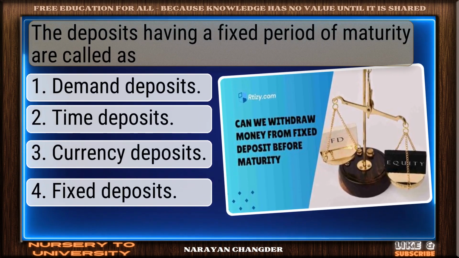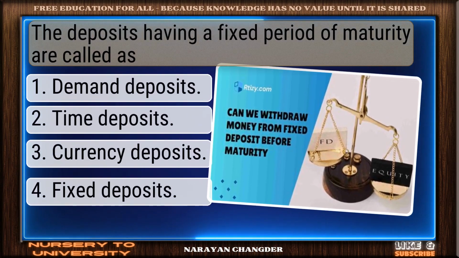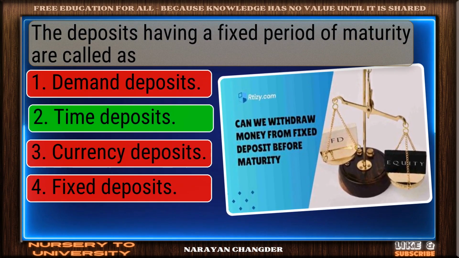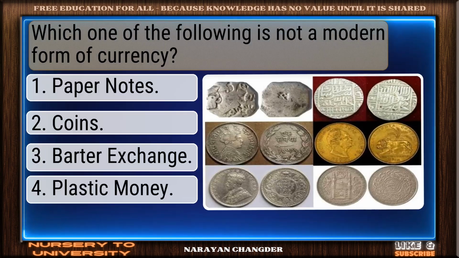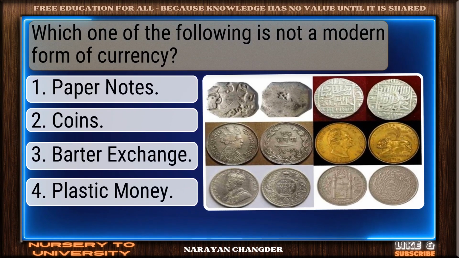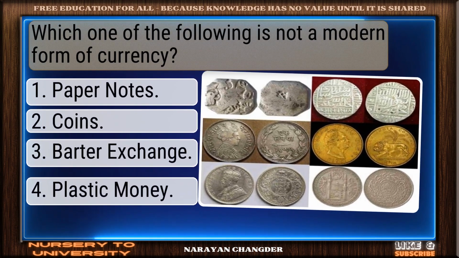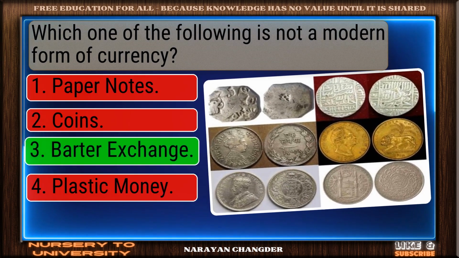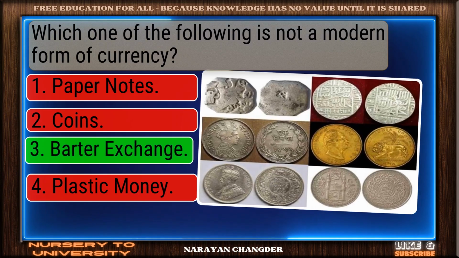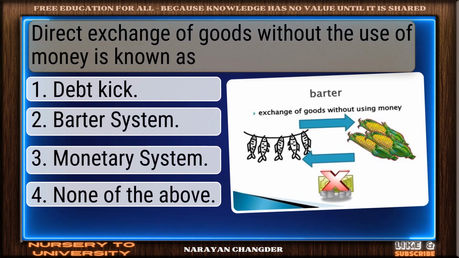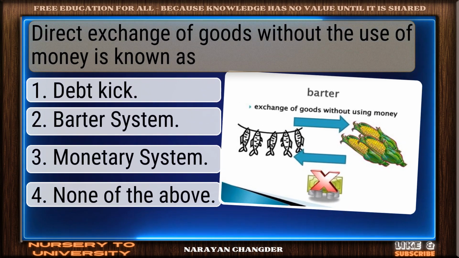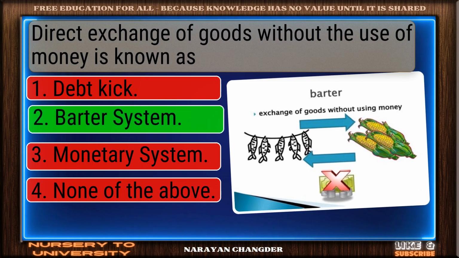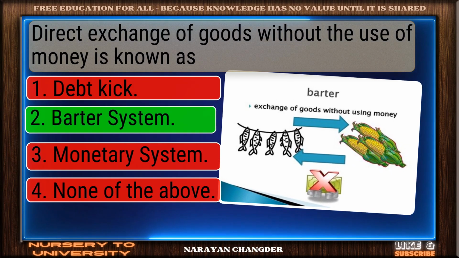The deposits having a fixed period of maturity are called as. Great job. Time deposits is accurate. Which one of the following is not a modern form of currency? Solid response. Barter exchange is valid. Direct exchange of goods without the use of money is known as. Strong choice. Barter system is right.